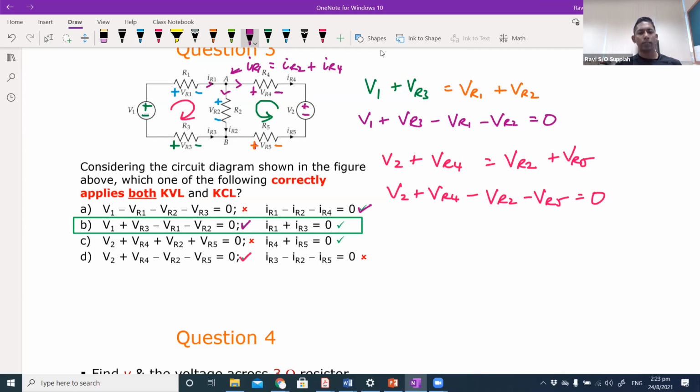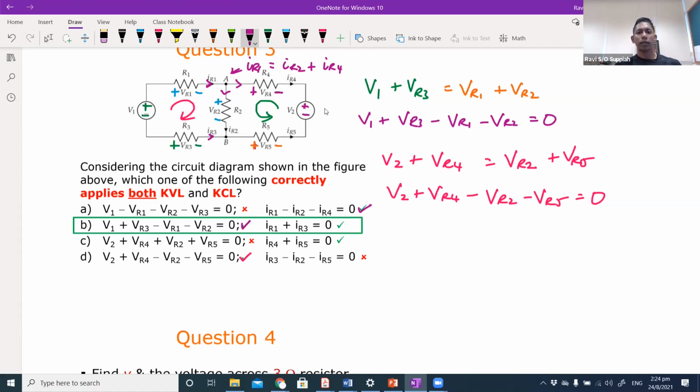Next, IR1 plus IR3 equals 0. Now, where are IR1 and IR3? They are both on the same branch, this same wire on the left hand side. In this same wire, you can see that I have drawn IR1 in this way, and I've drawn IR3 in this way, but only one of them is correct. That means one is opposite the other, because current cannot be flowing both this way and this way at the same time. It's either going clockwise or anti-clockwise in this branch over here.